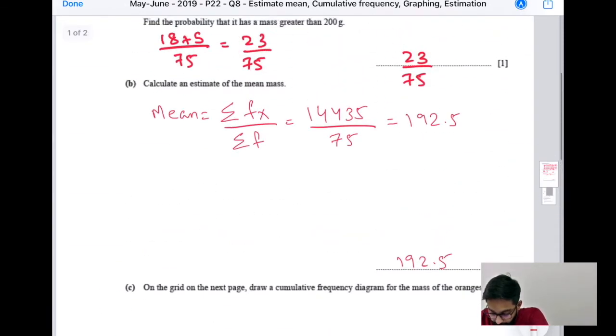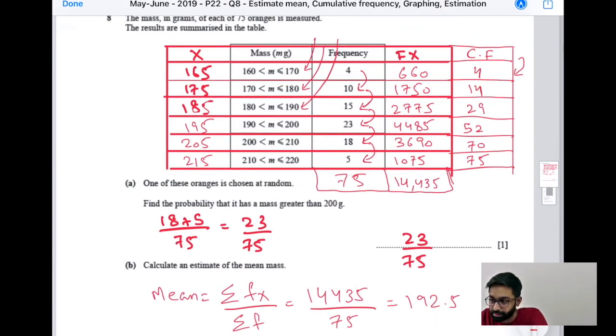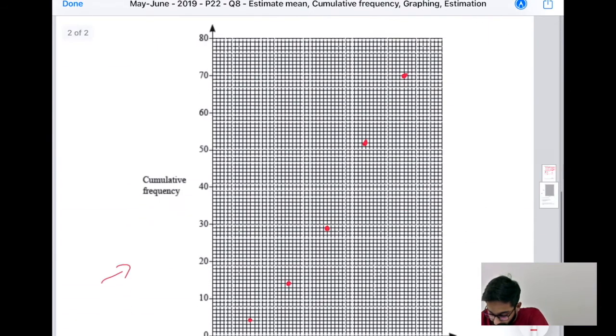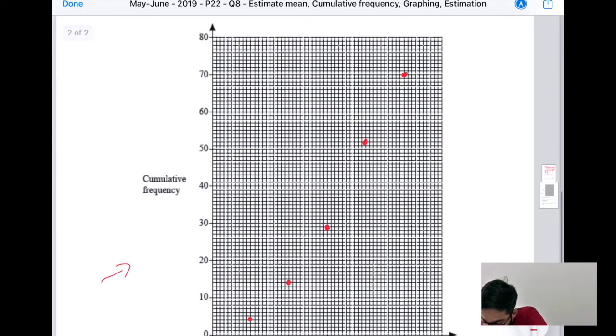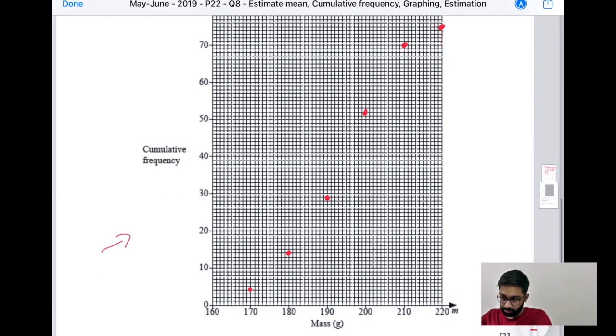Okay, the last one is 220 and 75. So the last one is at 220 and in the middle of that, so 71, 72, 73, 74, 75, right there. Okay, so we need to draw a cumulative frequency curve.